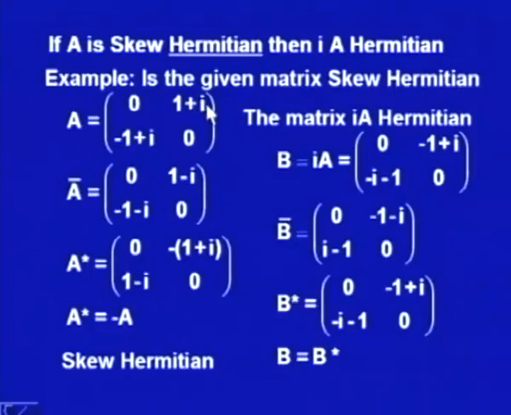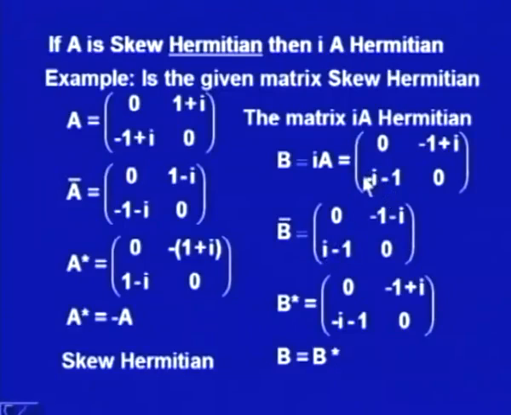Because i into i is minus 1 and 1 into i is i, and this element will become minus i, minus 1, and 0 remains as such. So this is B as i times A. We calculate its conjugate. So conjugate of minus 1 plus i is minus 1 minus i, and conjugate of this is minus 1, and this minus i will become plus i.